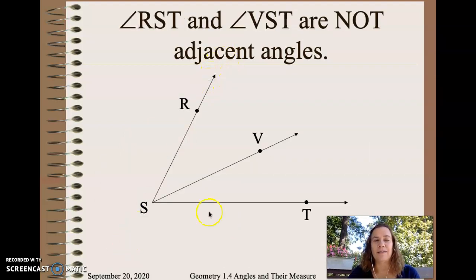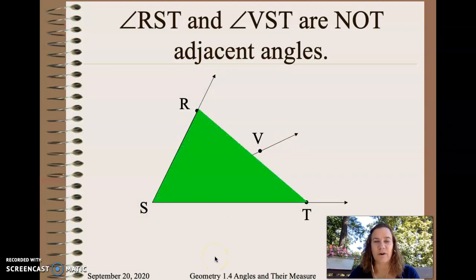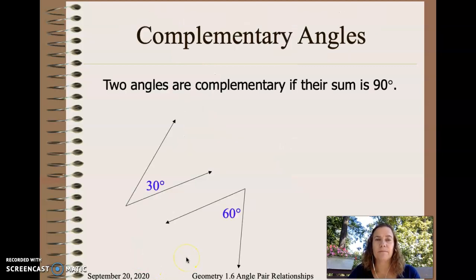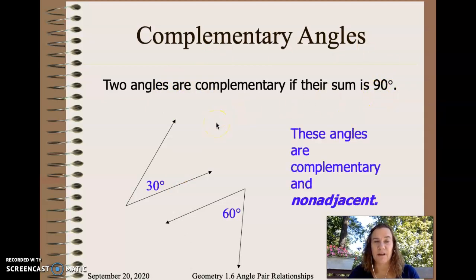Okay, RST and VST are not adjacent angles. Look, RST is green, VST is pink, and there's that ugly overlap. Not adjacent angles. Complementary angles have a sum of 90. That doesn't mean they're adjacent. They're just complementary.